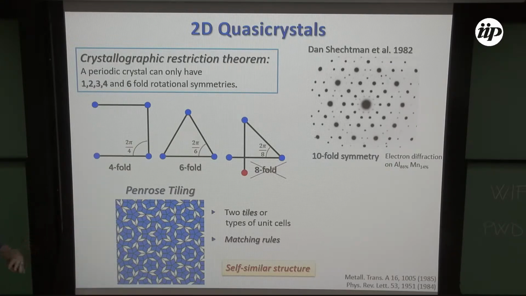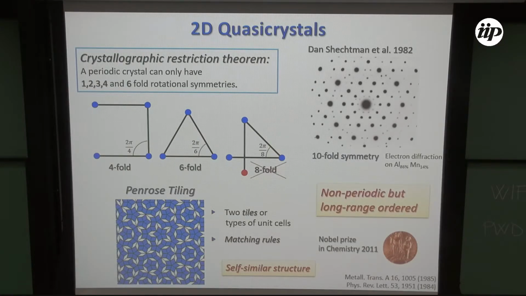So there is a self-similarity built in here, and you have structures where you have, for instance, in this case, a 5-fold rotational symmetry together with long-range order. So it's possible, it was recognized, and Shechtman got a Nobel Prize in Chemistry in 2011 for this work. So we have structures which are non-periodic, but nonetheless long-range ordered.